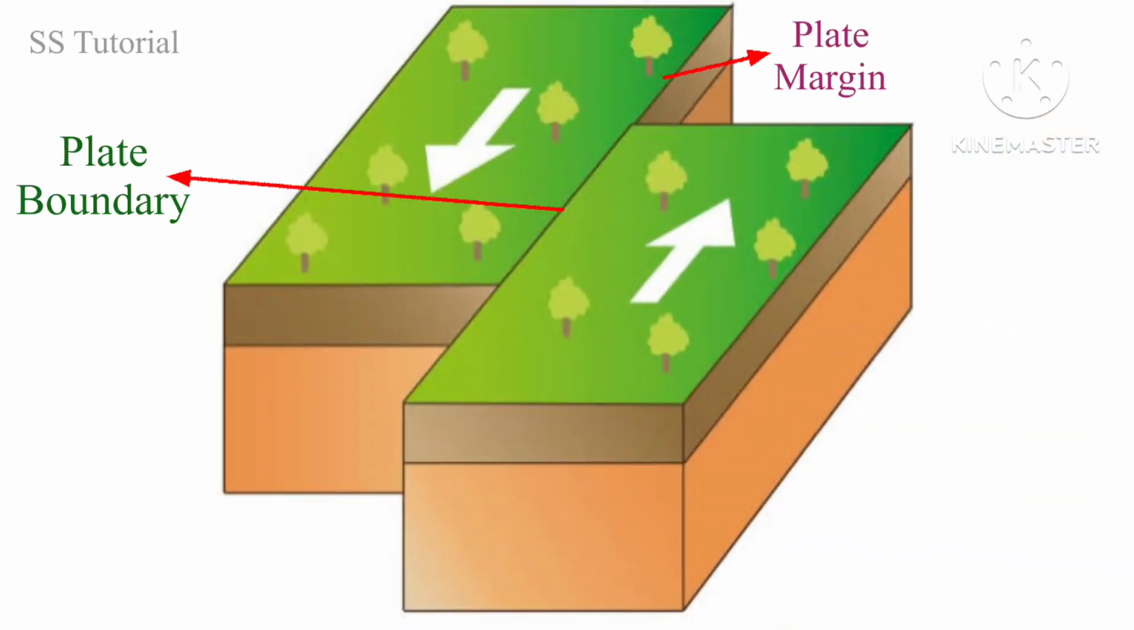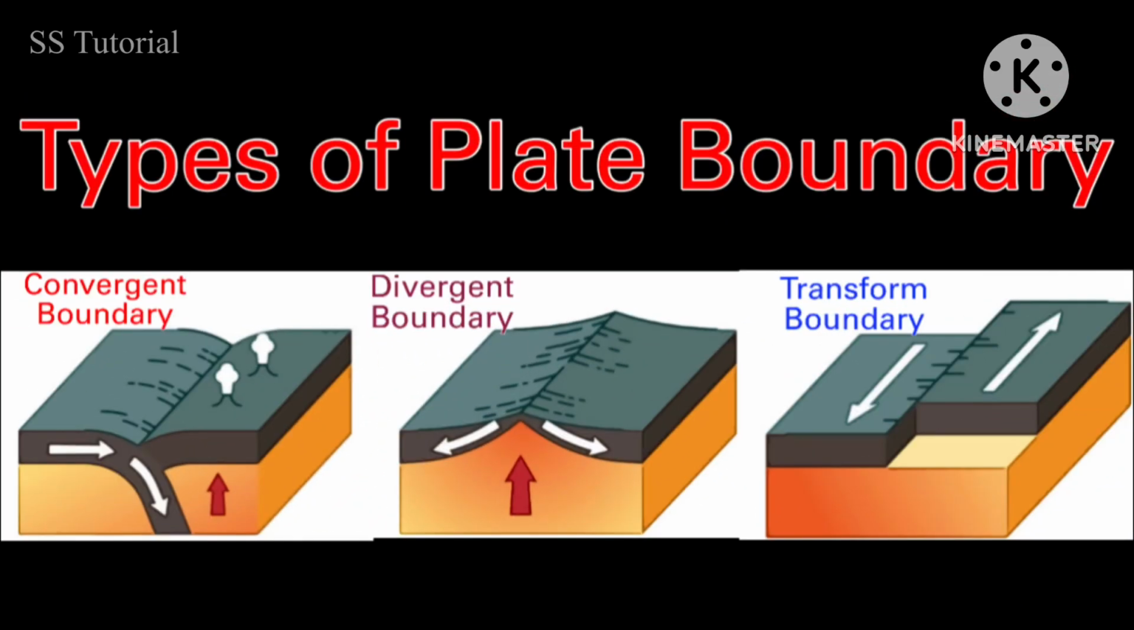The edge of a plate is known as the plate margin and the area between two plates is known as the plate boundary. There are three basic types of plate boundary. They are convergent plate boundary, divergent plate boundary and transform plate boundary. In our next video, we will briefly discuss three different types of plate boundaries.